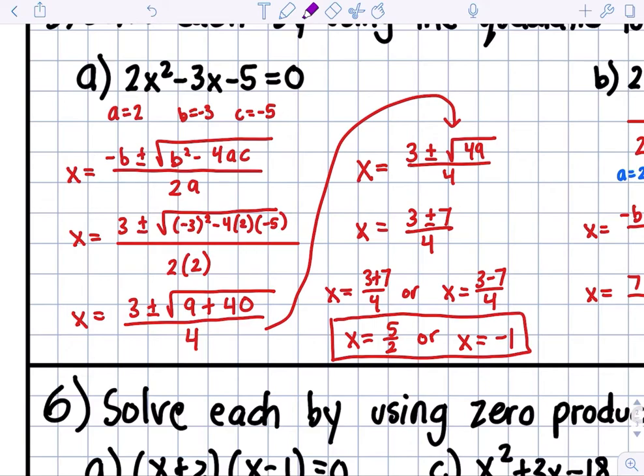You simplify and you're going to get x is equal to 5/2, or x is equal to -1.